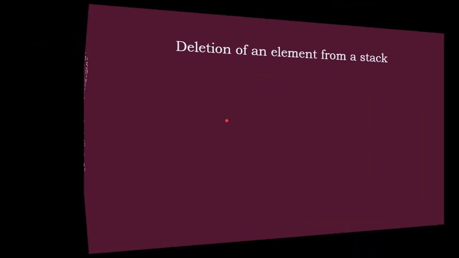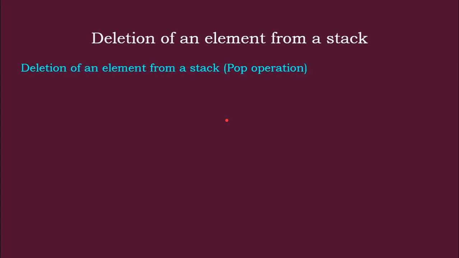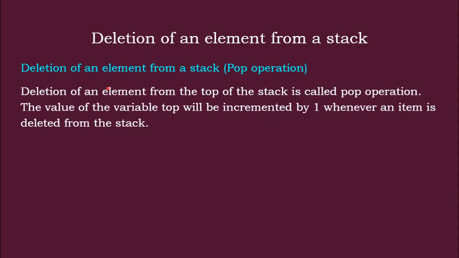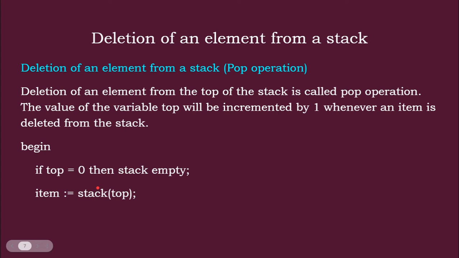The same way, the pop operation. Pop is a deletion operation where it removes an element from the stack. It is very clear that we cannot remove an element from an empty stack. If you try to do that, the condition is called an underflow condition. For that, the algorithm says begin: if top is equal to 0, then stack is empty. That means the stack has nothing to remove. Otherwise, we have to remove the element. Which element? Only the top can be removed.